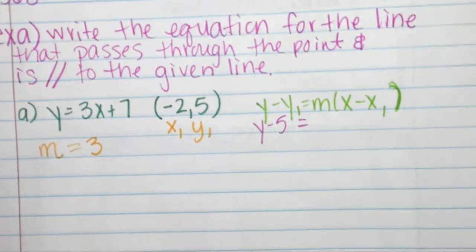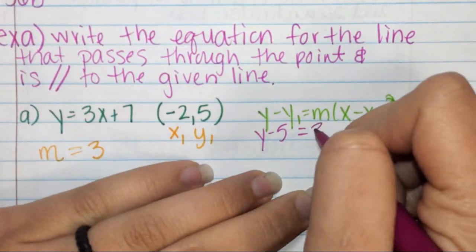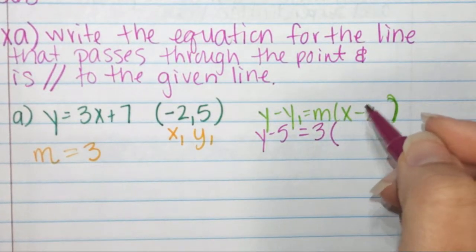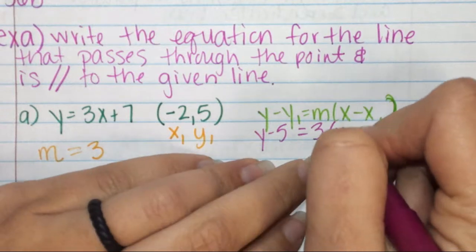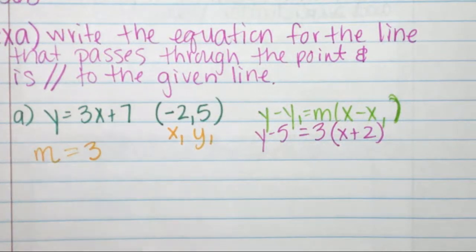All right. So y minus 5 equals what's our m? 3. Now, am I going to write x minus negative 2 or x plus 2? X plus 2. Now, it says write the equation. It doesn't say write in slope-intercept form. It just says write the equation. So we could stop here. Or, because we're pre-P, we could solve for y.